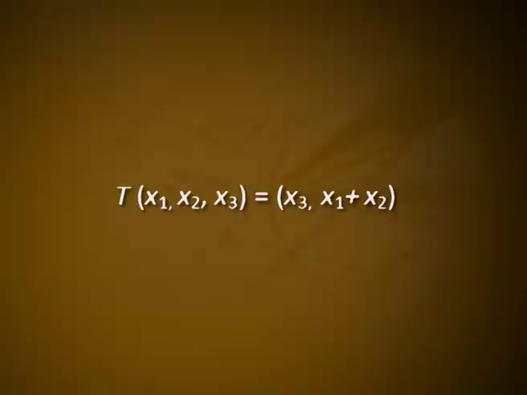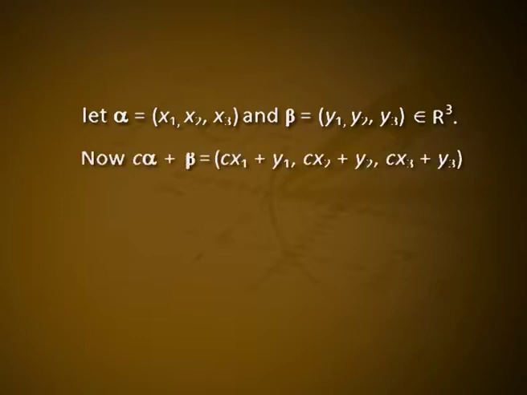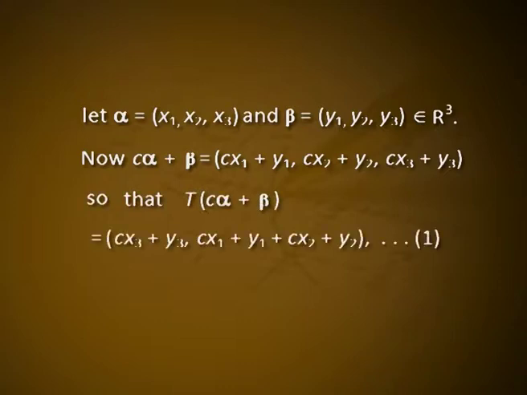Example 2. T from R3 to R2 defined by T of x1, x2, x3 equal to x3, x1 plus x2 is a linear transformation. To verify this, let alpha equal x1, x2, x3 and beta equal y1, y2, y3 belonging to R3. Now, c times alpha plus beta equals c x1 plus y1, c x2 plus y2, c x3 plus y3. So that T of c alpha plus beta equals c x3 plus y3, c x1 plus y1 plus c x2 plus y2. Equation number 1.